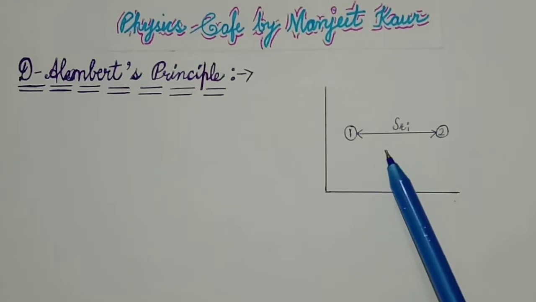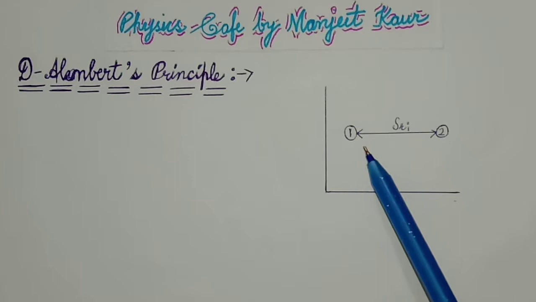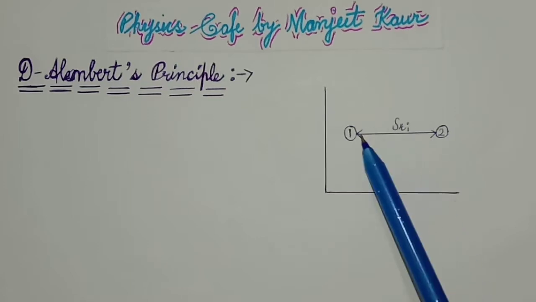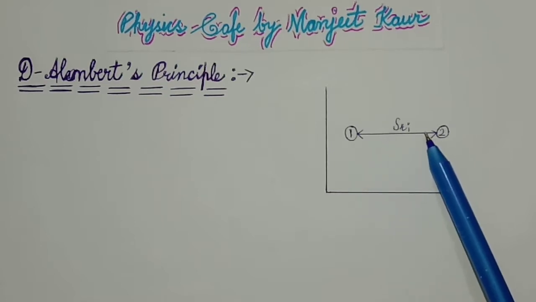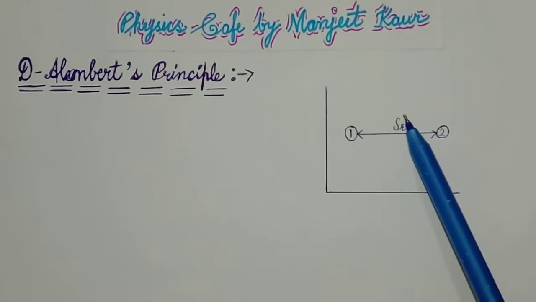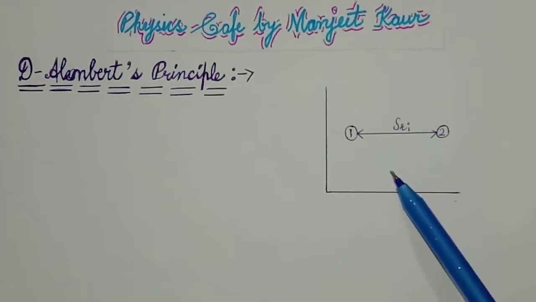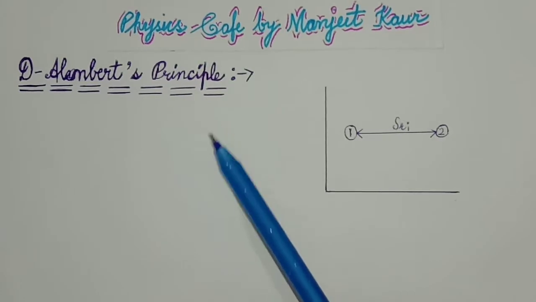And in this we have two types of forces. First force is applied force and second force is constraint force. So in this, when the particle moves some distance, which is virtual displacement and is denoted by delta Ri. So first write its definition.